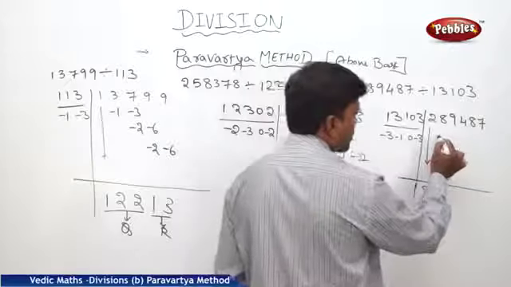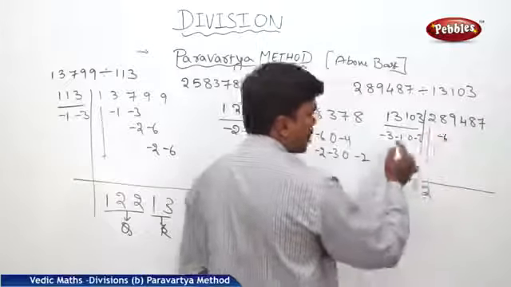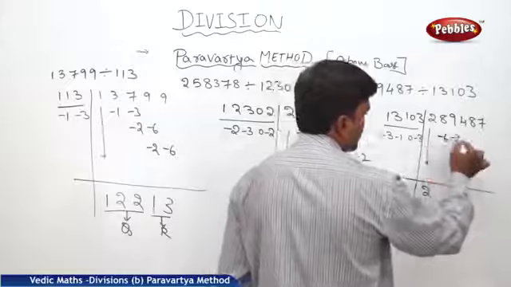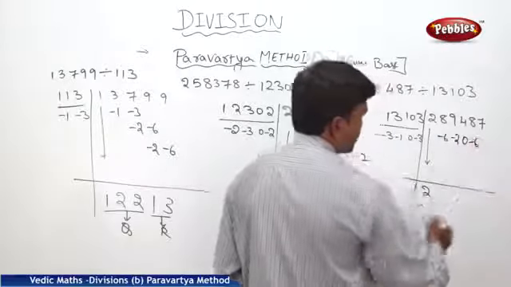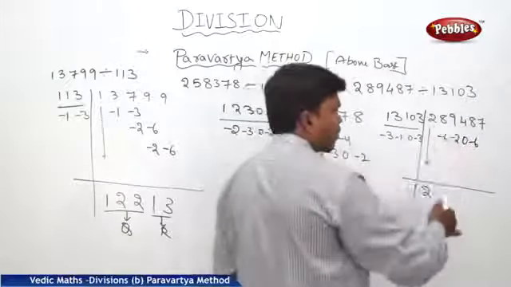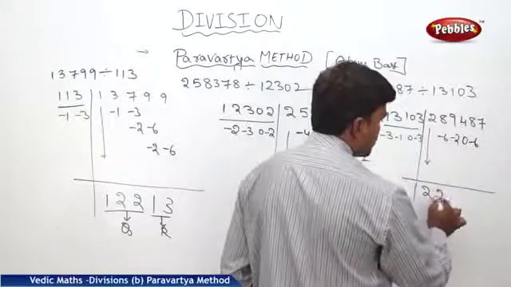2 into minus 3, minus 6, starting with the second column, second row. 2 into minus 1, minus 2. 2 into 0, 0. 2 into minus 3, minus 6. Now solve the second row, second column. 8 minus 6 is 2.